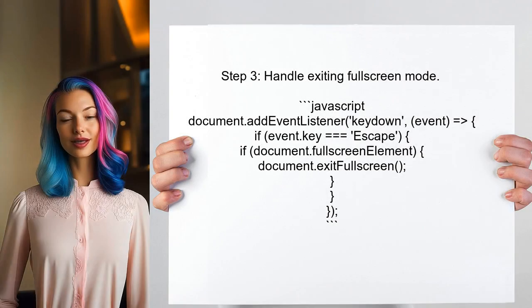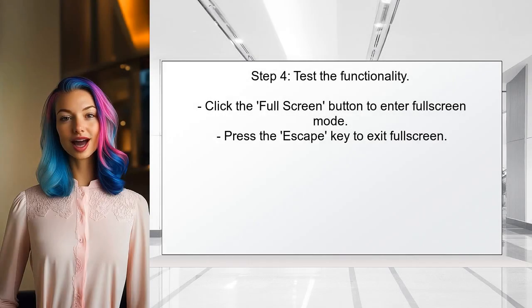Now, the user should ensure that the text area can exit full screen mode. This can be done by adding an event listener to handle the exit action when the user presses the escape key. Finally, the user can test the functionality by clicking the button to enter full screen mode and pressing the escape key to exit. This will allow them to see the text area in full screen.